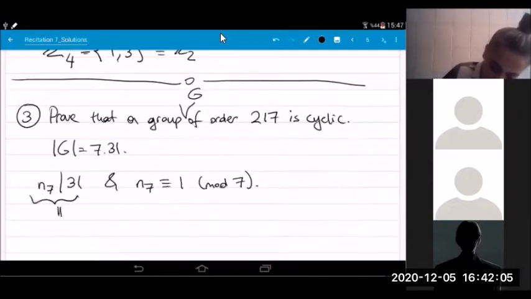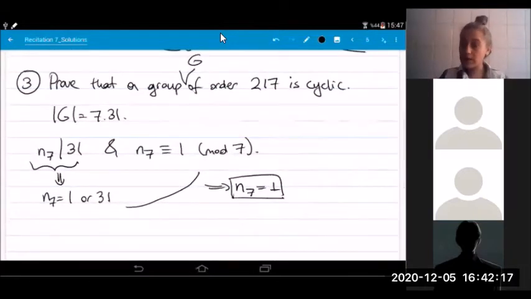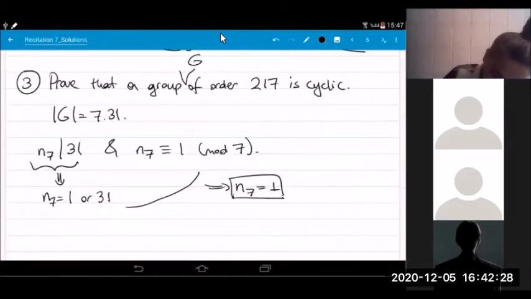From here, we have N7 equal to 1 or 31. Combine these two to reach the conclusion that N7 has to be equal to 1. So what does it mean? It means that the Sylow 7 subgroup is a unique Sylow subgroup, and so it has to be normal.